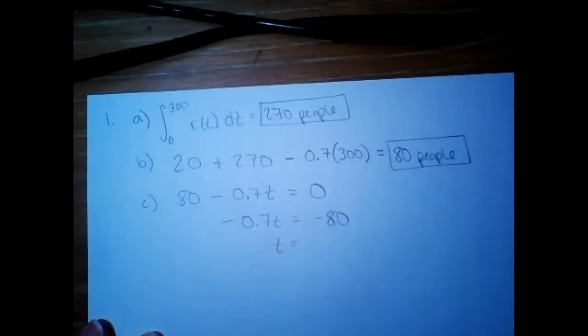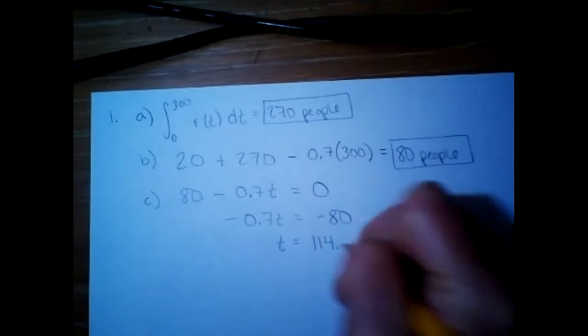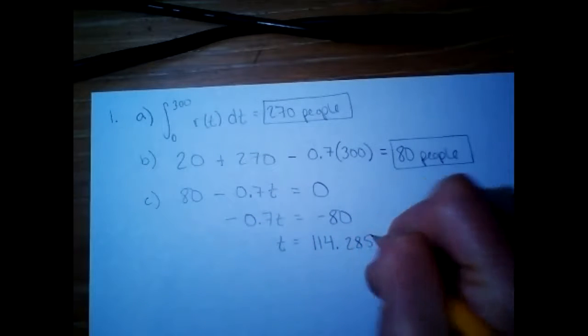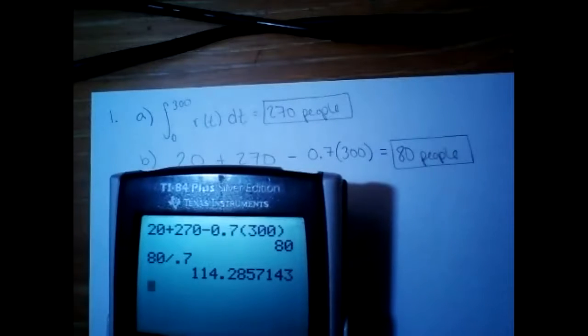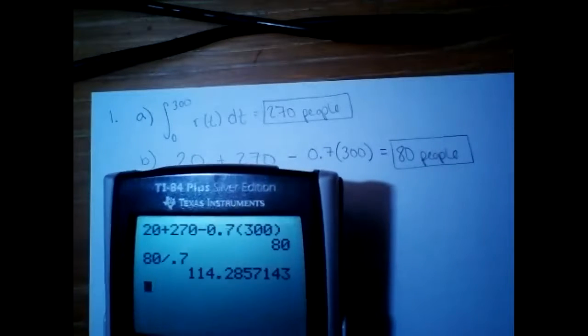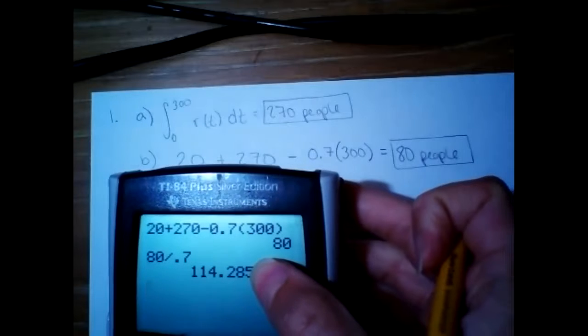So I'm going to subtract over the 80. Negatives are going to cancel, and when you divide, let me type that in real quick, you get 114.285 seconds. Or you could round it up to 114.286. This is what I got when I typed it in, 114.2857. I like to truncate, so I'm just going to do the first 3.